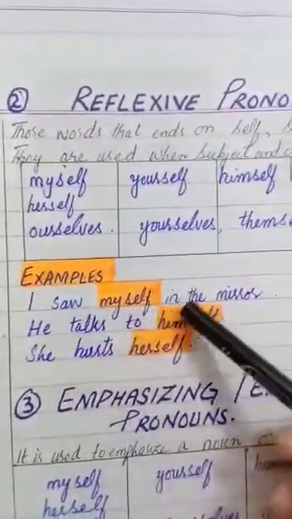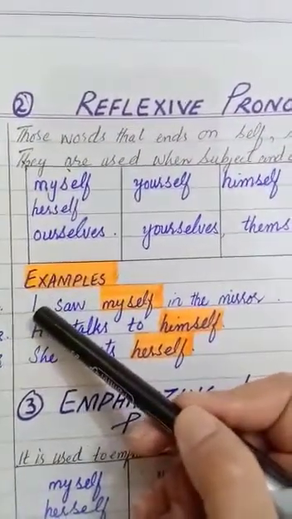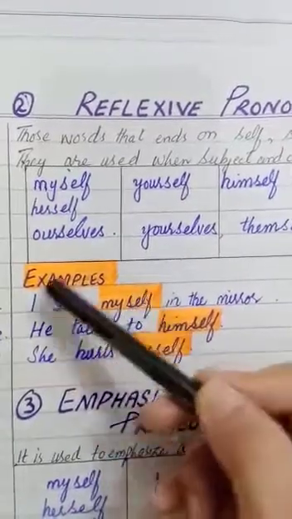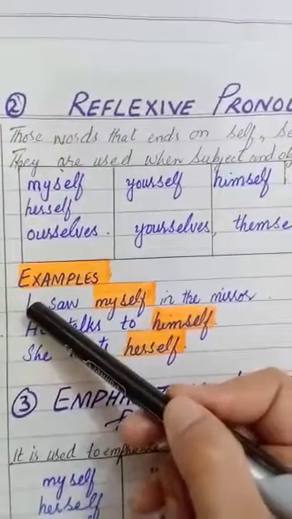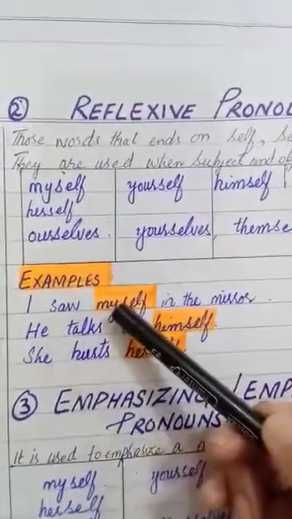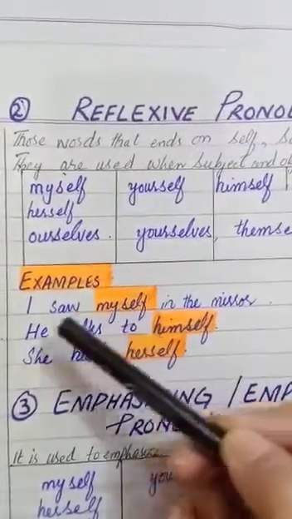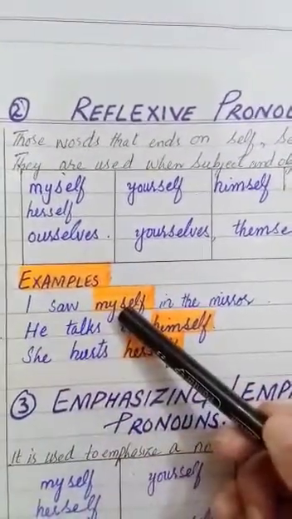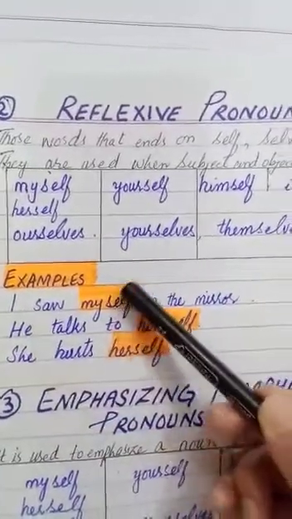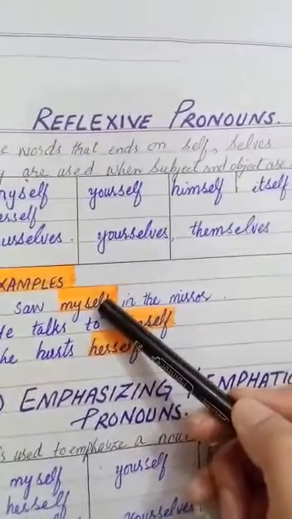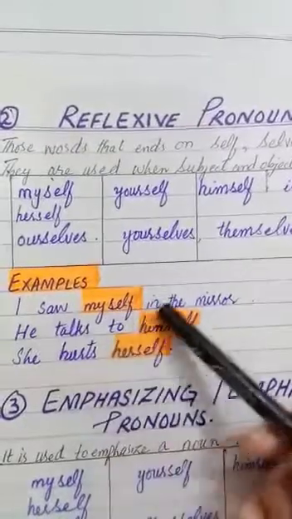I saw myself in the mirror. I is the subjective case of personal pronoun, and myself is related to this subjective case. So when I use I saw myself here, I is subject and myself is object. When subject and object are same, we call the word reflexive pronoun. Myself is a reflexive pronoun in this sentence. I saw myself in the mirror.